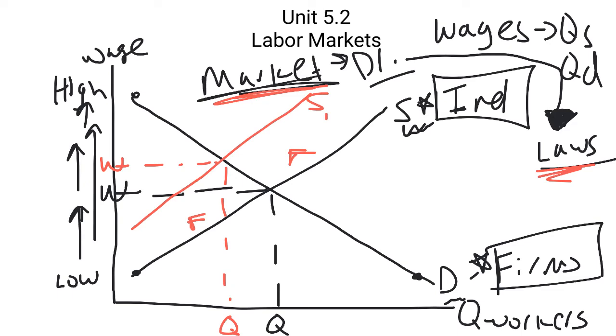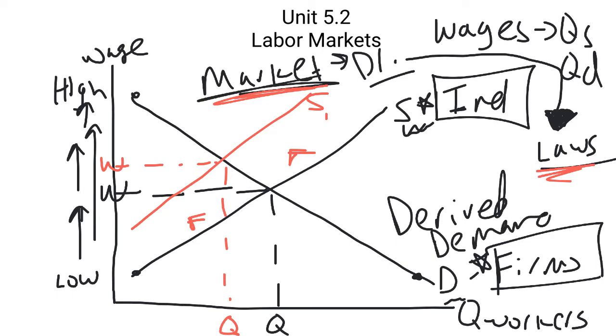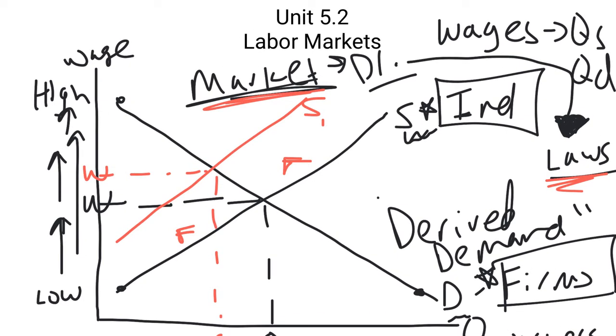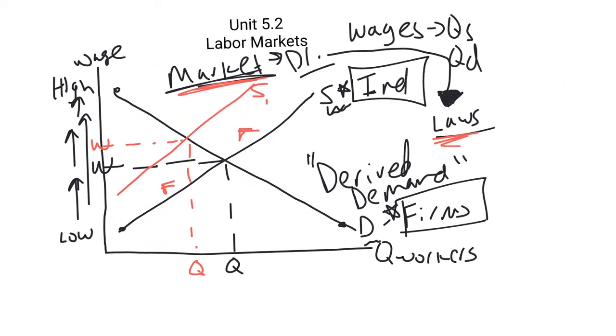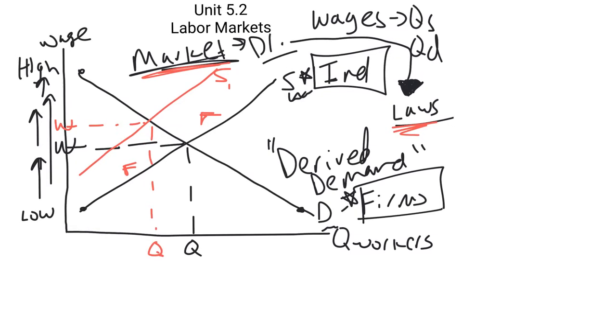And we could do this sort of analysis if the demand curve were to change. So one of the terms that we should start getting used to when it comes to the demand for workers is this idea of what's called derived demand. It is probably the most important key term for this unit, derived demand. And so what derived demand means is that the demand for workers is dependent upon the demand for the goods that those workers produce.